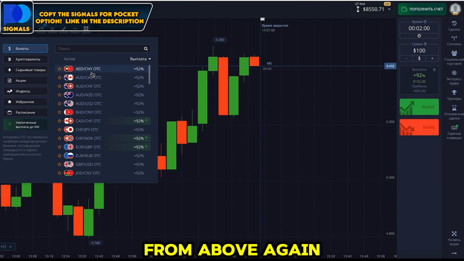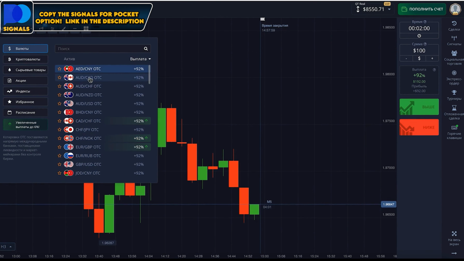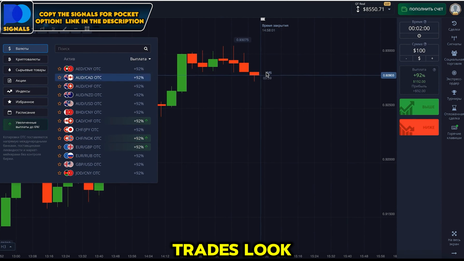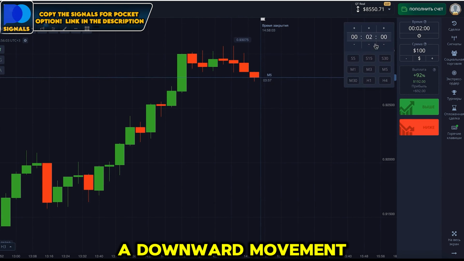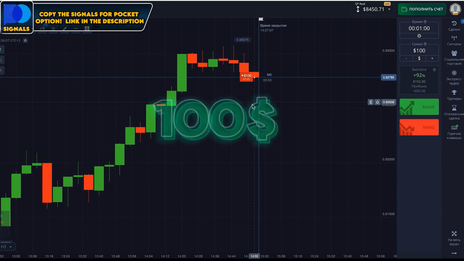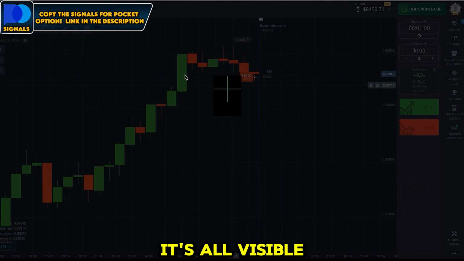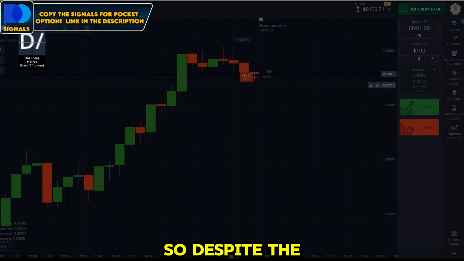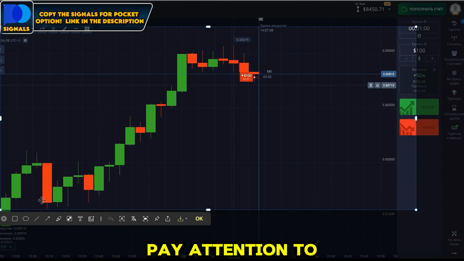We can look from above again to see what we have here. In principle, there are 2 clean trades. Look, I'm working on a downward movement for 1 minute. Now I'll show you. I'm taking $100. It's a good movement on the M5, it's all visible. So, despite the possibility of a loss, pay attention to these wicks.